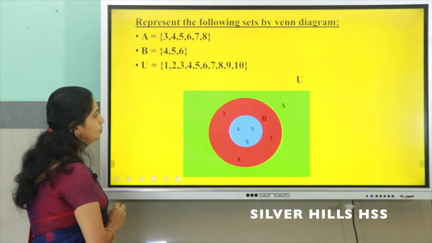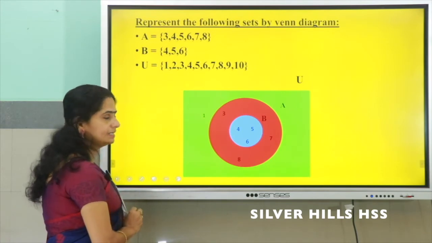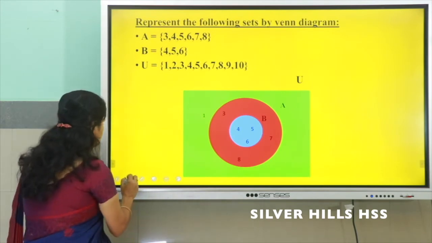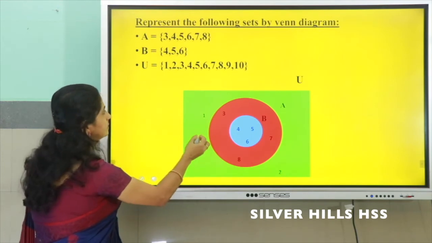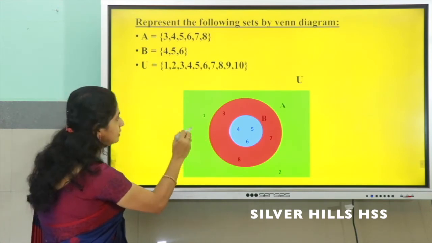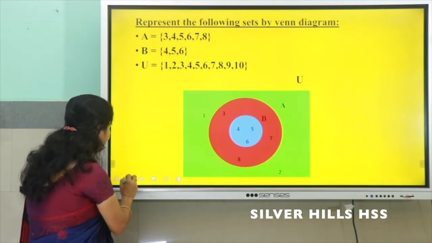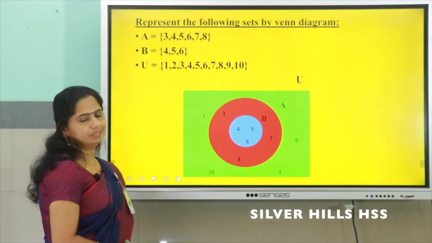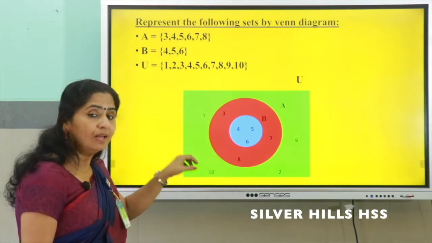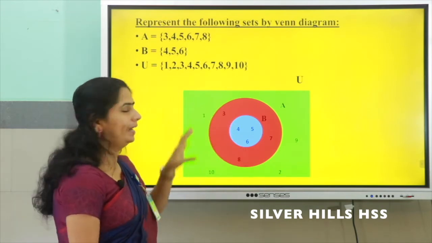1 is in U, not in the other two sets. So, 1 should be written outside the set A. Similarly, 2 also should be written outside the set. 3 is inside, 4 inside, 5 is there, 6 is there, 7 we have written, 8 also we have written, 9 should be written outside, and 10 should be written outside. So, this is how you represent the sets in a Venn diagram.